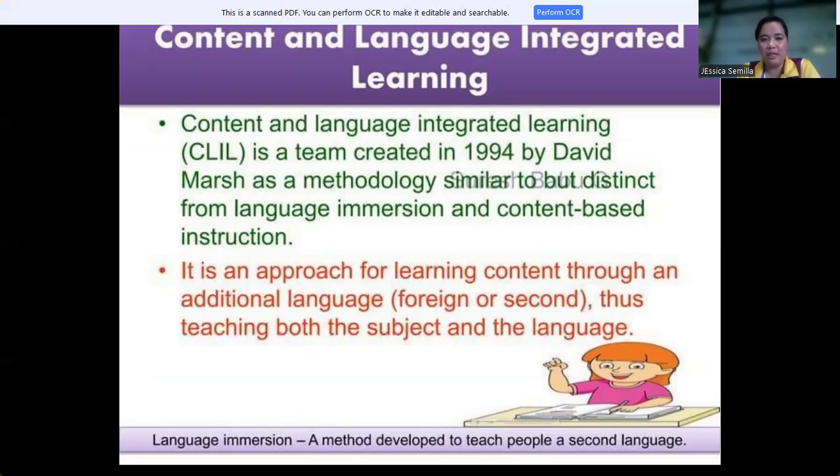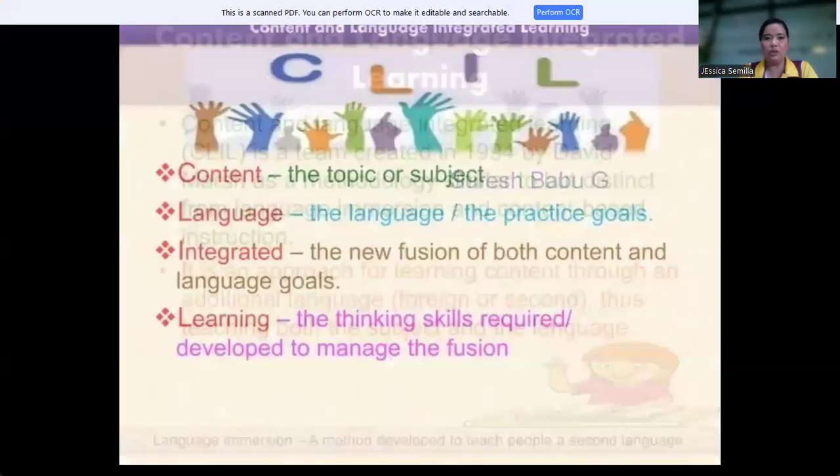So once again, this is an approach created in 1994 by David Marsh as a methodology similar to but distinct from language immersion and content-based instruction. So this is an approach for learning content through an additional language focus, particularly a foreign or second language. So teaching both the subject or the content itself and the language itself. When we talk about language immersion, this is a method or an approach where the students are taught the language focus while being immersed in different contents within the second language, utilizing the second language.